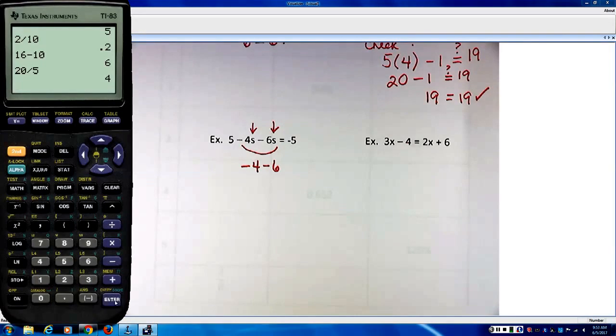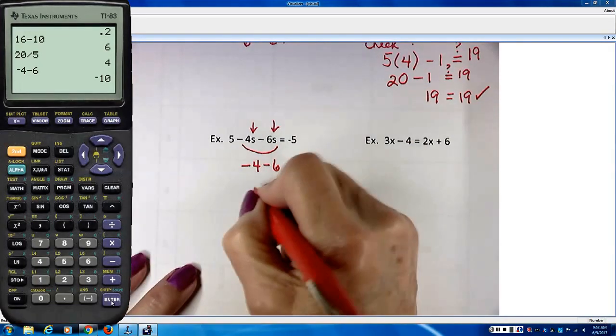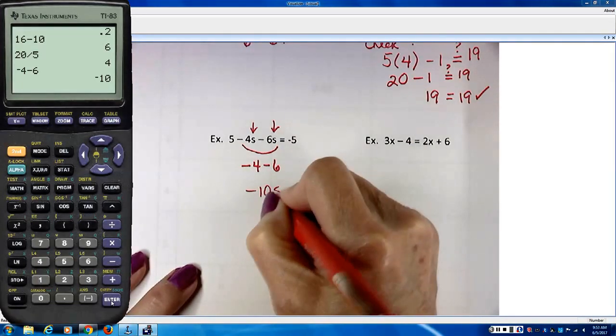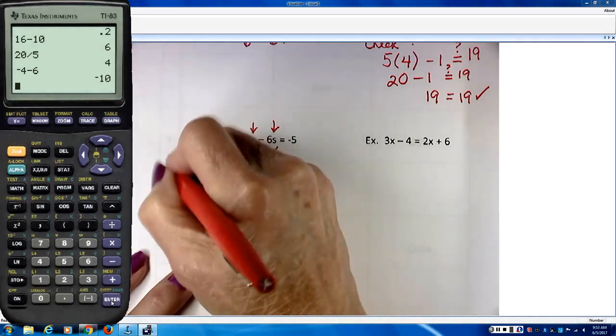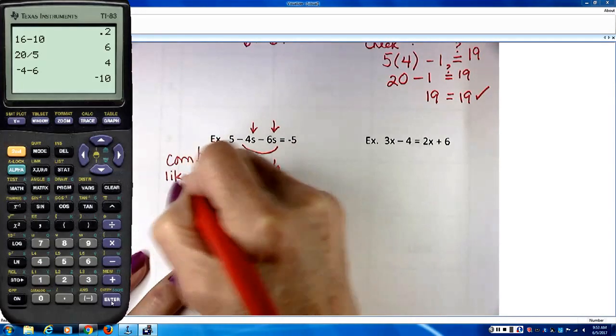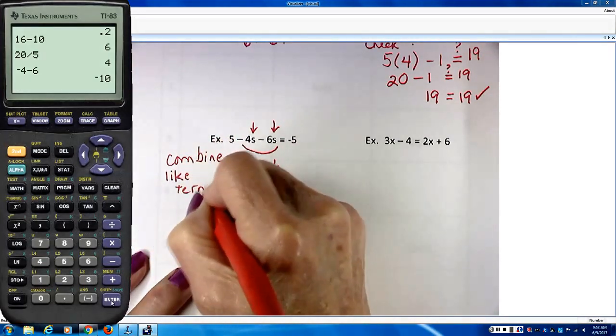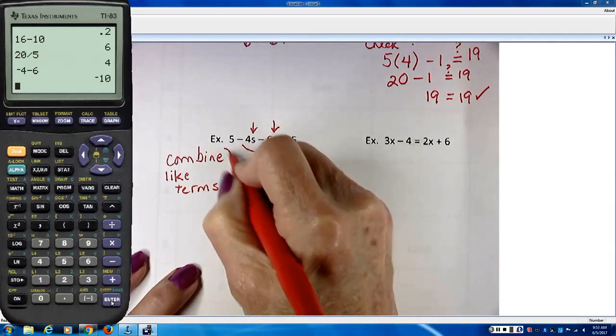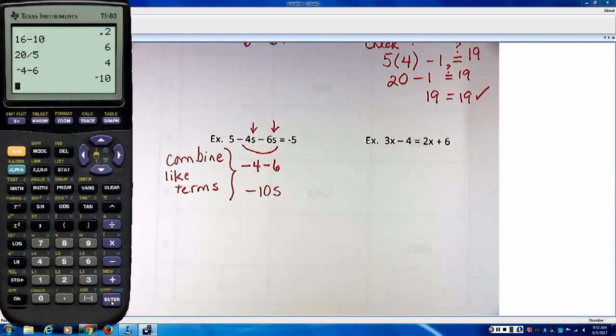And if you're a little rusty, it's okay to do this. Your negative sign is next to enter on the calculator. Negative 4 subtract 6 is negative 10. So you combined your S terms. Okay, there's that part. And then the rest of it, you just bring it right on down.